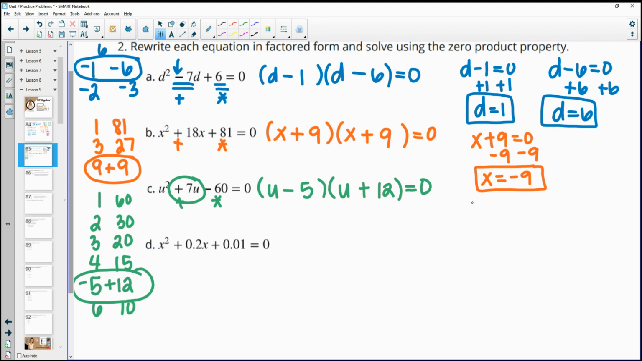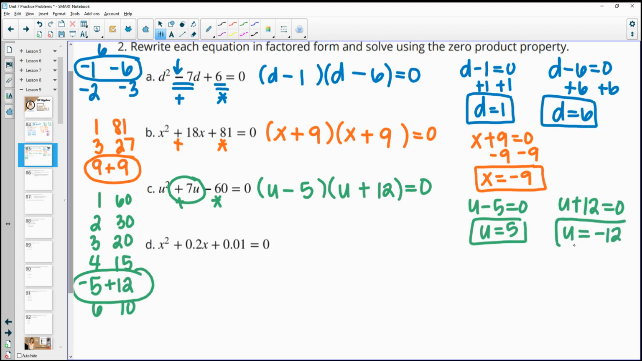Then you can solve each of these. So u minus 5 equals 0. If we added 5 to both sides, we would get 5. And then we have u plus 12 equals 0. So we could subtract 12 from both sides and get that u equals -12 as our two solutions for that one.